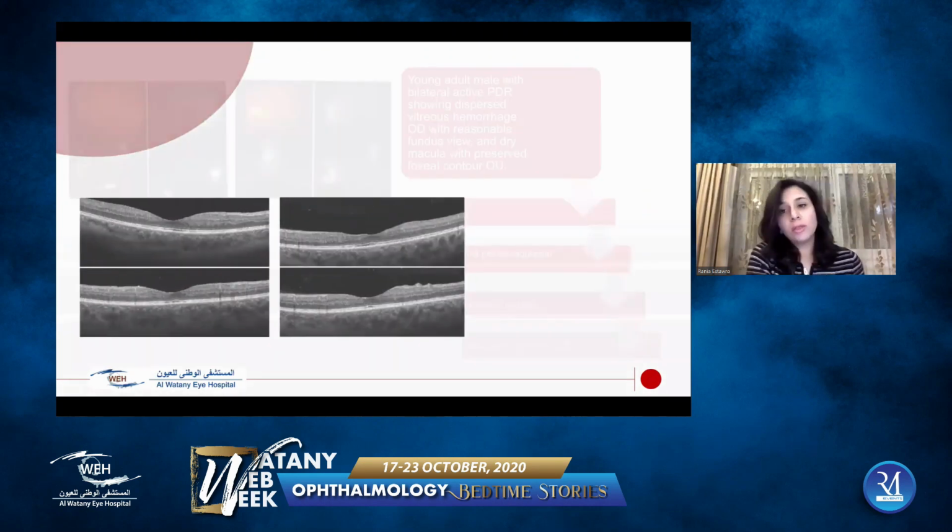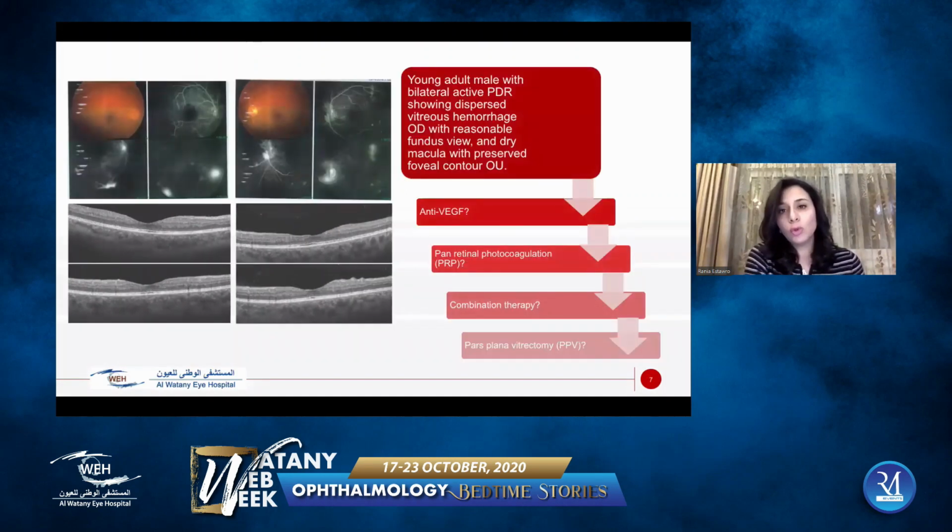So my first question goes to you, Dr. Muhammad. How to tackle a patient like this one with dry macula, young male, and having a dispersed vitreous hemorrhage with good fundus view? Would you go for injection, PRP, combination? How would you treat him?